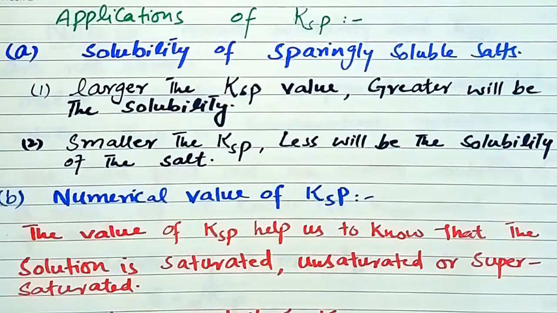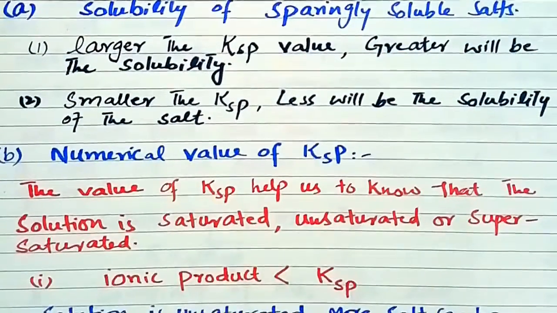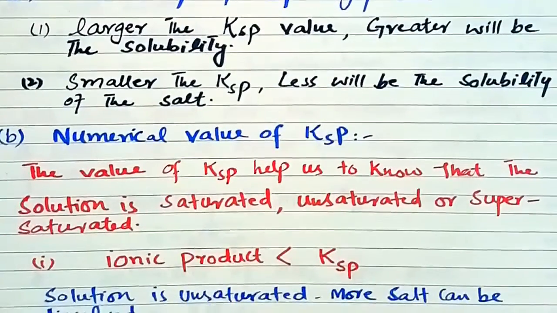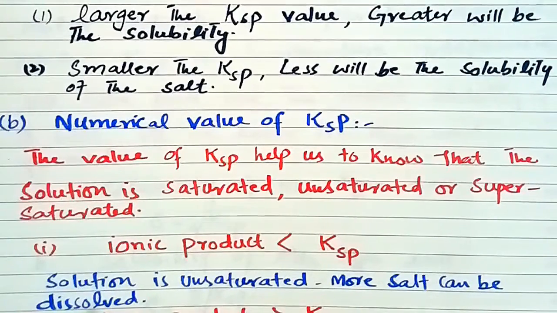The numerical value of the Ksp is also used to find out the saturation, unsaturation and supersaturation of a solution. Now the first case is when the ionic product is less than Ksp. So in this case the solution is unsaturated and more salt can be dissolved in this type of solution.